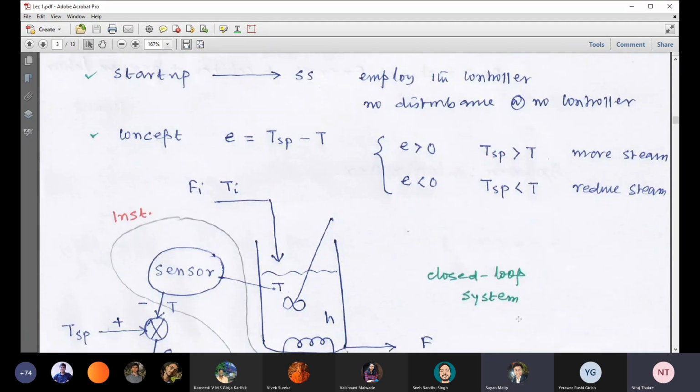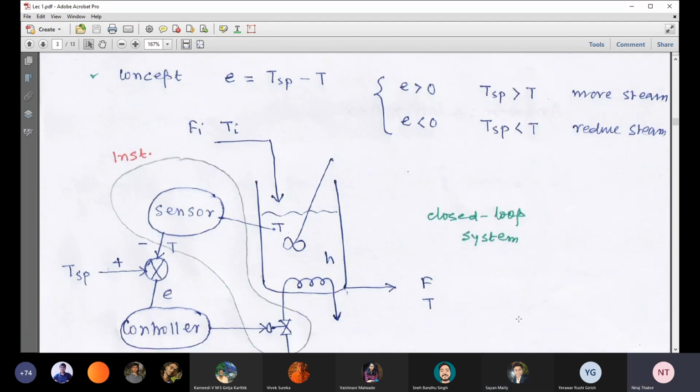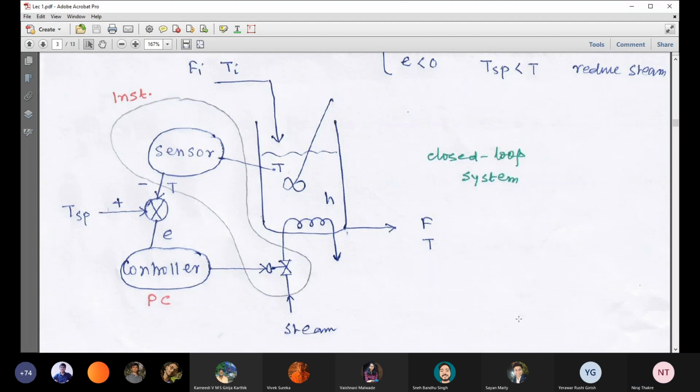So let us come to the closed loop system. You first draw the process, the open loop process. Just repeat the previous drawing. Then I will discuss how to configure the control scheme.